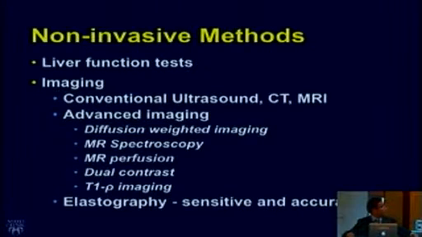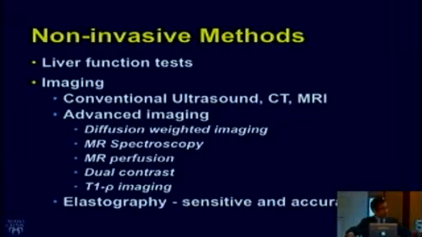Now, one of the non-invasive methods is liver function tests. I'm not going into the details today because they are useful, especially in advanced cases, but for mild to moderate they may not be very useful. Imaging has always been at the forefront for diagnosing liver fibrosis. Conventional ultrasound, CT, and MRI are again useful when the fibrosis is advanced or they have complications, but are not useful when there is mild fibrosis.